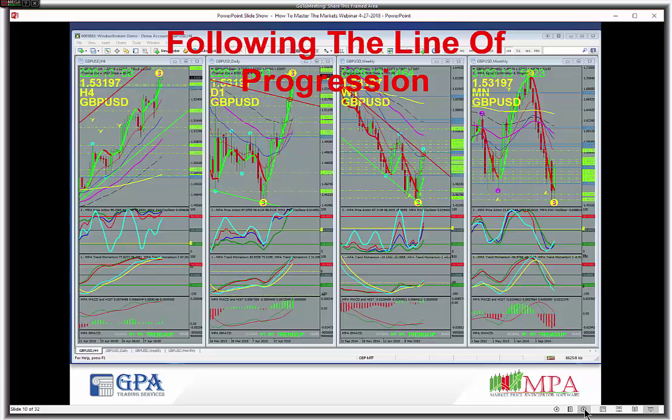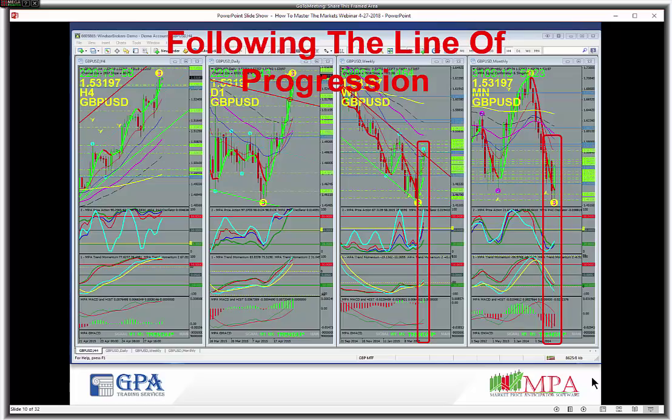Here's another example of following the line of progression. This time it's on a currency pair. We trade all markets, so we'll have a little bit for everyone, no matter what you're trading. Again, here we see a monthly that's oversold, starting to turn up. Our trend momentums are oversold, haven't quite turned yet, but remember the lower time frame cycles first before the higher time frame, so it's inevitably going to force this to turn back up as well.